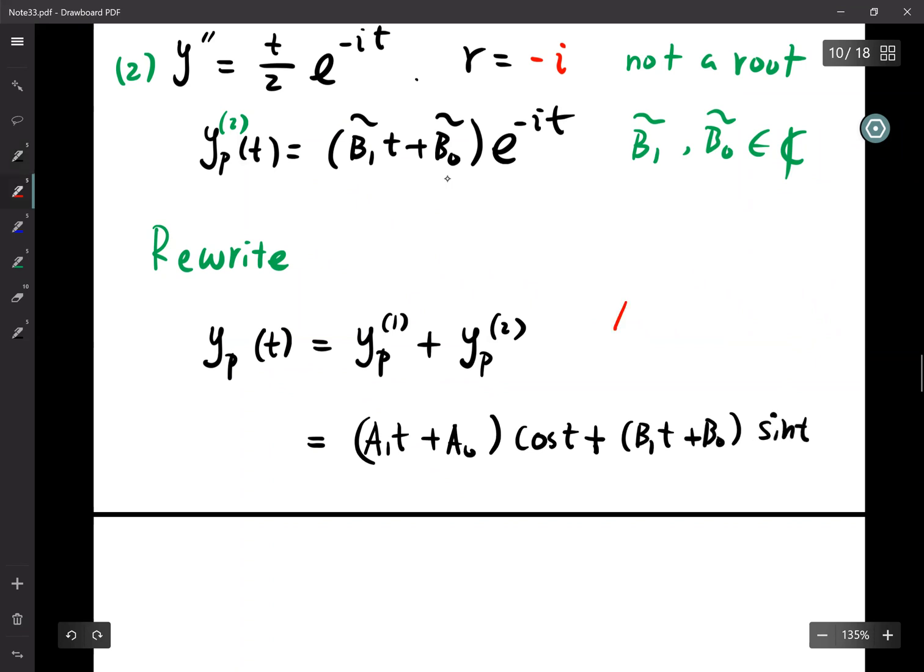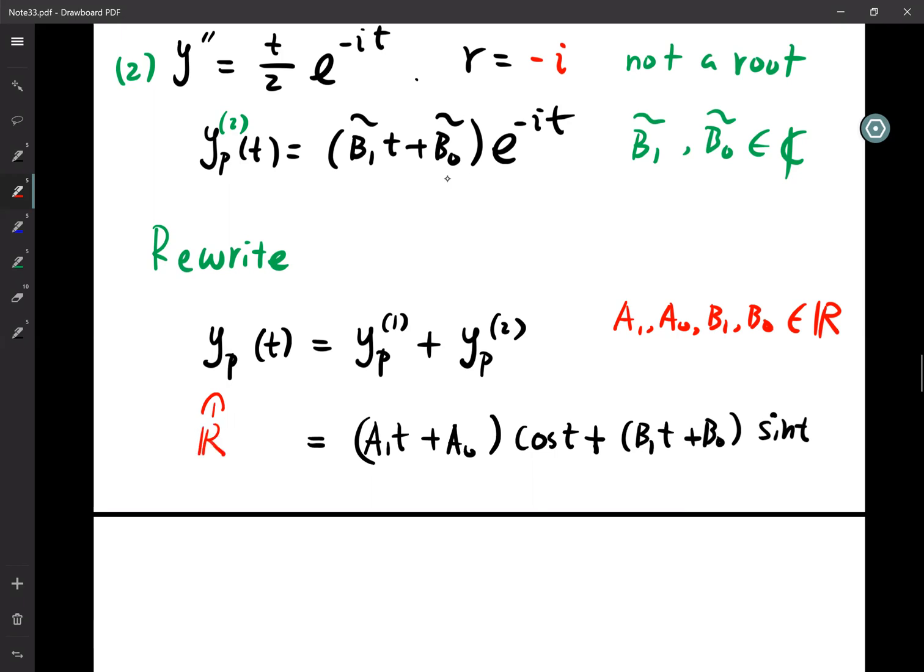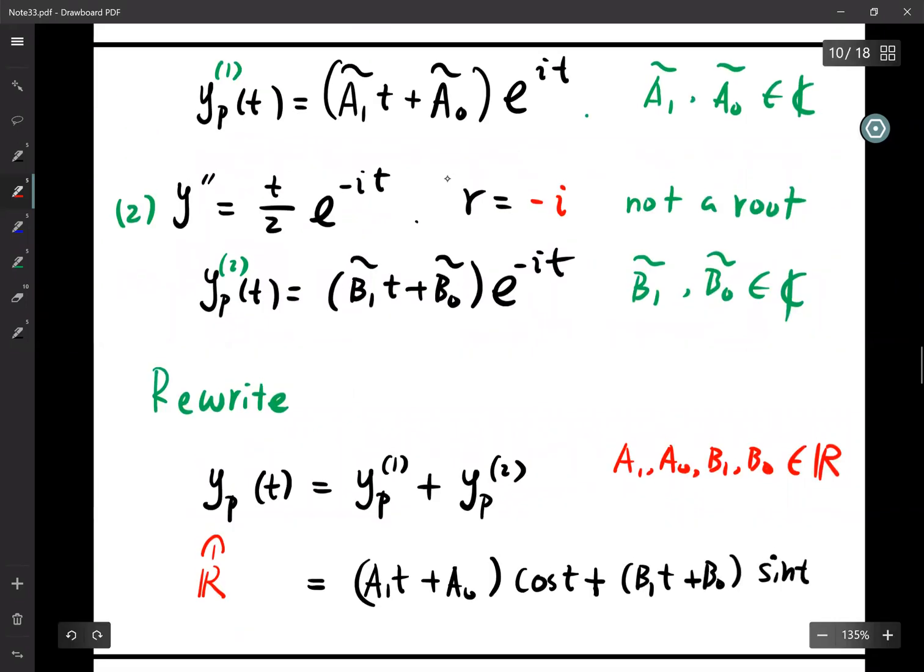Here, the a1, a0, b1, b0 are now in R. They should be different from these complex ones, so that's why I use tilde to distinguish the notation here and here. But their spans are actually the same thing. I know that the solution ypt should be real. Therefore, this is really the most general form of the real solutions that can be obtained through the linear combination of these two. The logic is slightly involved. Any question?